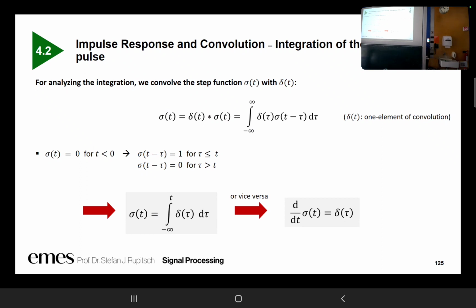Then here the basic relation between Dirac pulse and the step. What's the connection of the Dirac pulse and the step pulse? If we integrate the Dirac pulse, then we obtain the step. And if we perform the time derivative of the step, we obtain the Dirac pulse. That's the content of this slide. We have here the integration, and here the differentiation, and we obtain from the step the derived function. Fine.